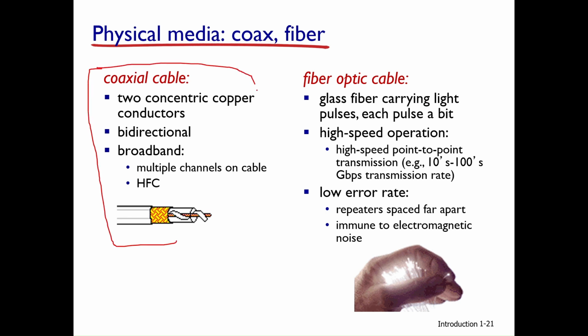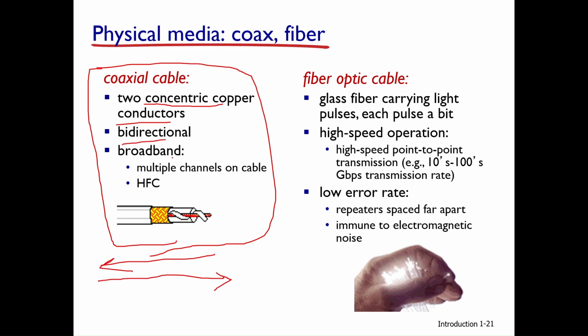This is a coax cable, which is the major part through which the transmission occurs. Two concentric copper conductors, bidirectional. It could go in this way or it could transmit data in this way. Broadband, multiple channels on a cable. You could transmit multiple channels, channel 1, channel 2, on multiple frequencies.